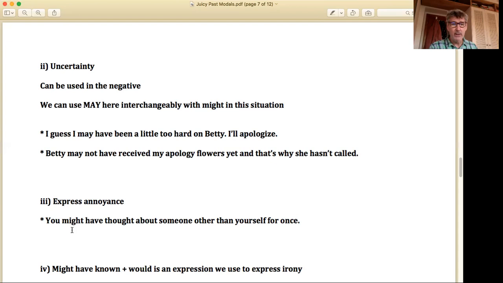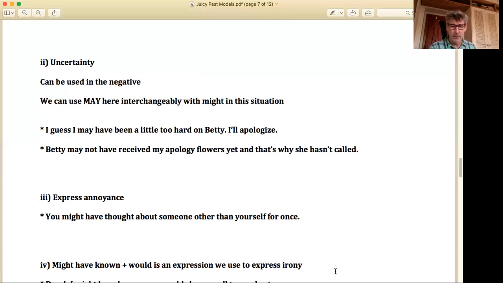And again, you can express annoyance when you're annoyed. I might have thought about someone, you might have told me, you might have tried to make more of an effort. Again, this is a little bit more how British people speak, not so much Americans, but it's still good English.